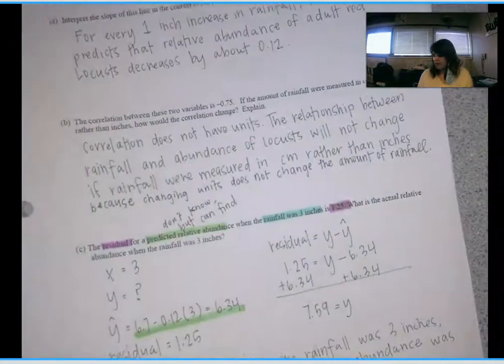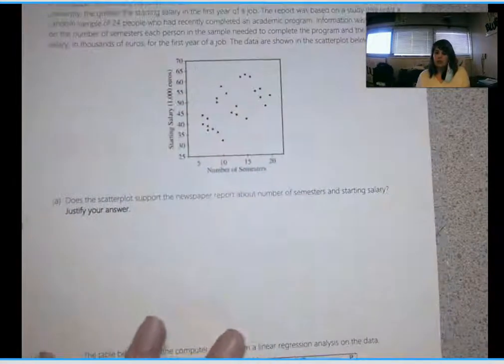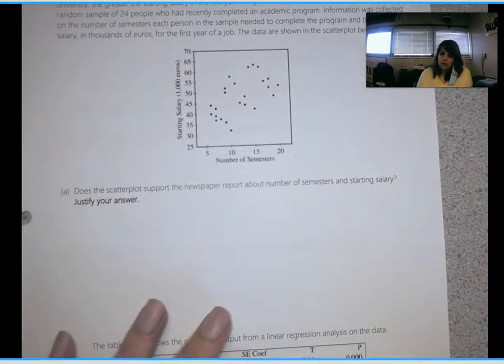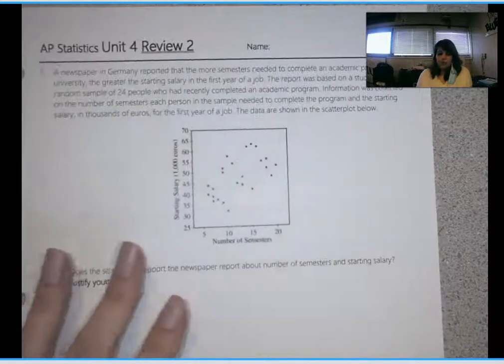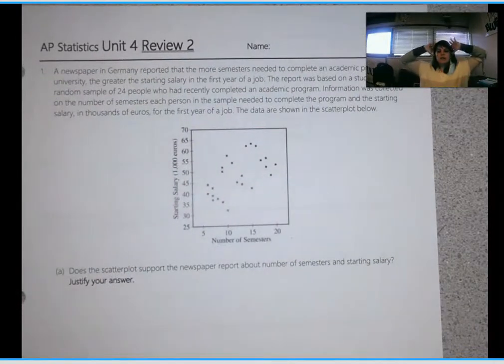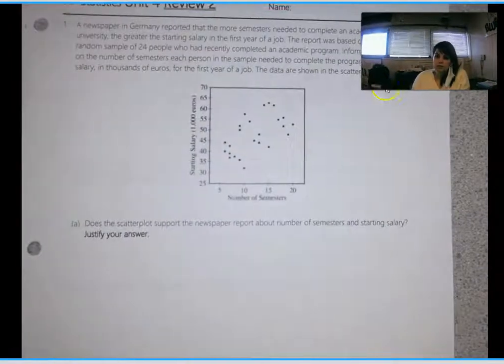Okay, that's it. We are on to Unit 2. Just kidding. Holy moly, guys. Do I even have my head on straight? So this is our last review for this unit, and this is the difficulty level. So let me make my face big.